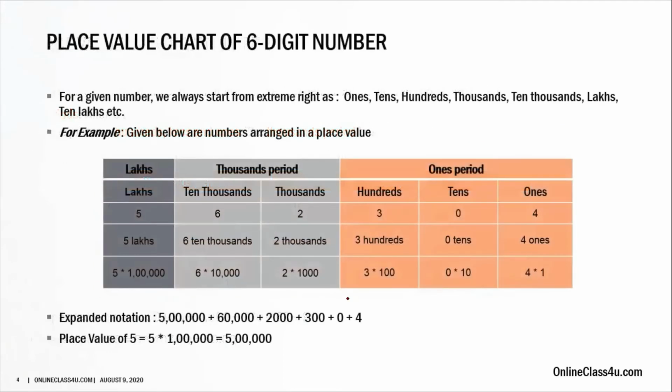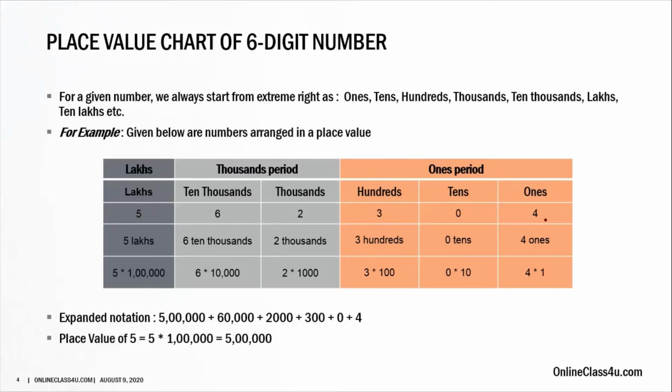Next, let us take an example of a 6-digit number. Here, it will extend to one more period, that is lakhs. So, when we will be designing the place value chart, here 3 groups will be coming: ones period, thousands period and the lakhs period.